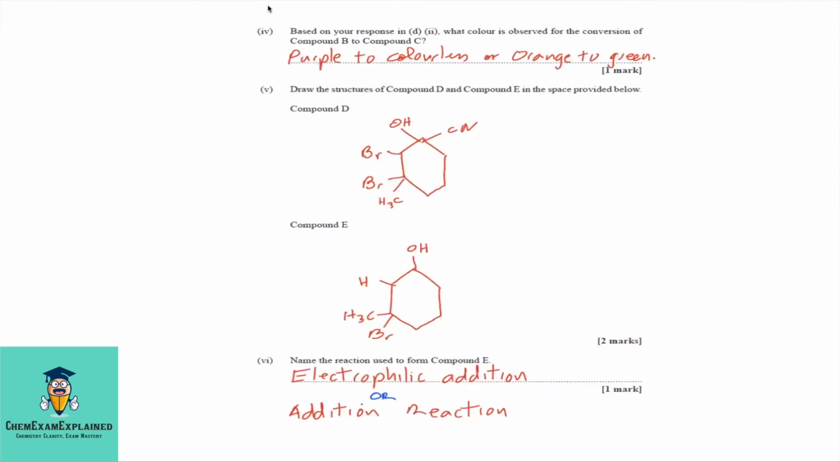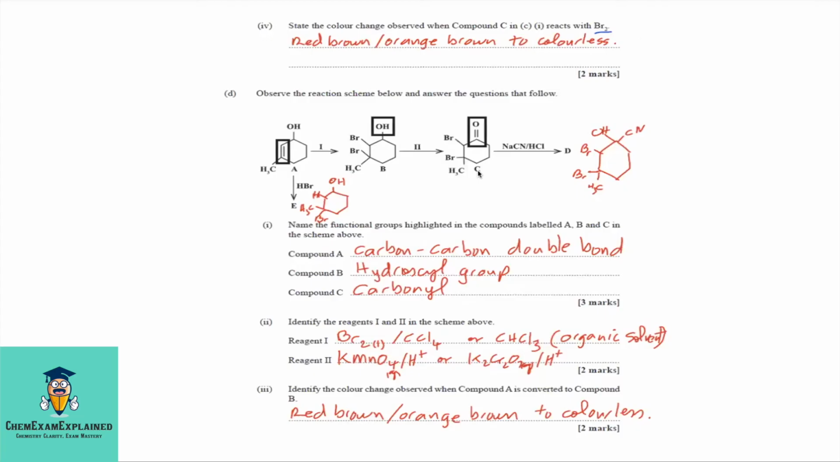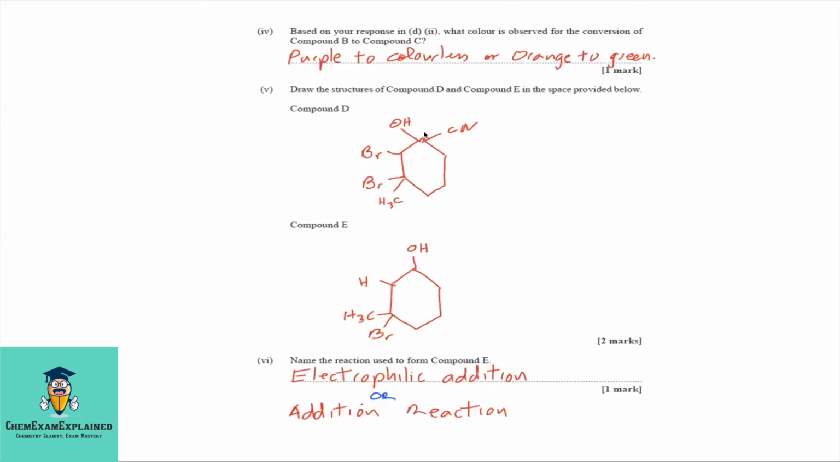Part 4, based on your response in D part 2, what color change is observed for the conversion of compound B to compound C? Let's have a look back at that. Now, if you look at compound B to C, we say the process is oxidation. And we did say you could use acidified potassium manganate 7 or acidified potassium dichromate. Now, if your answer is acidified potassium manganate 7, then your color change should be purple to colorless. If your answer is acidified potassium dichromate, then your answer should be orange to green.